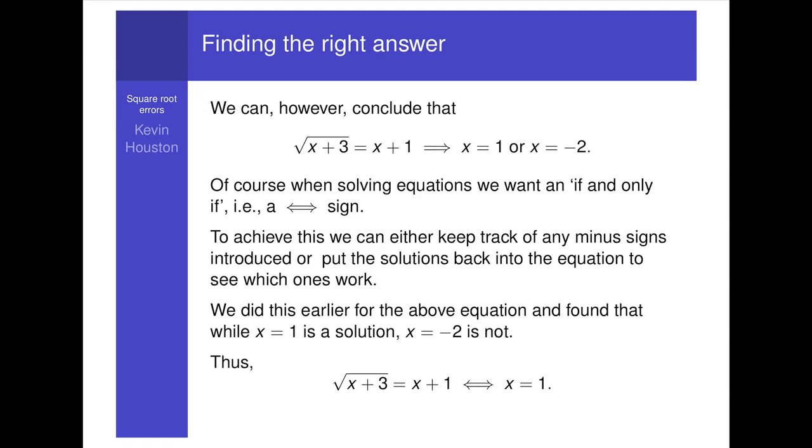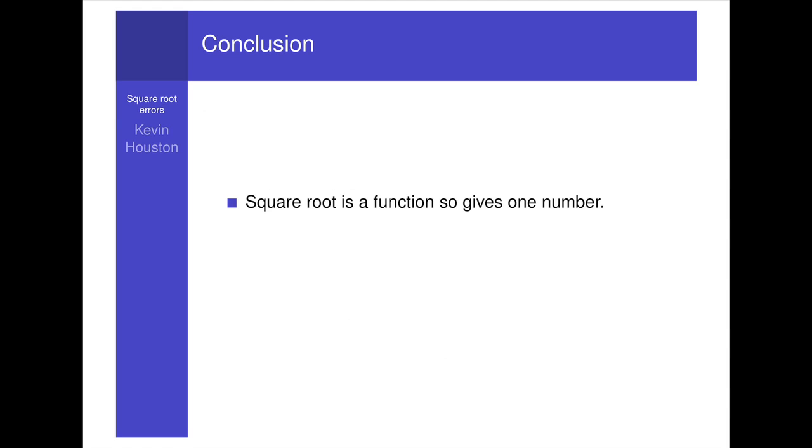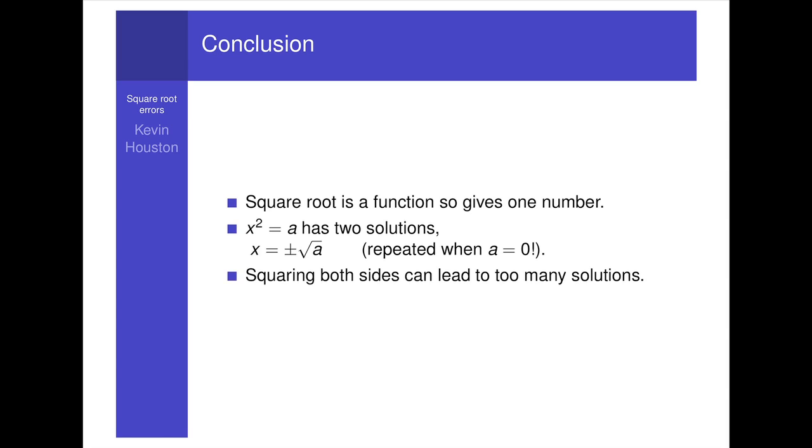Okay, some conclusions. The square root is a function, so gives one number. x squared equals a has two solutions, x equals plus or minus square root of a. Actually, that's repeated when a equals 0. Lastly, squaring both sides can lead to too many solutions.